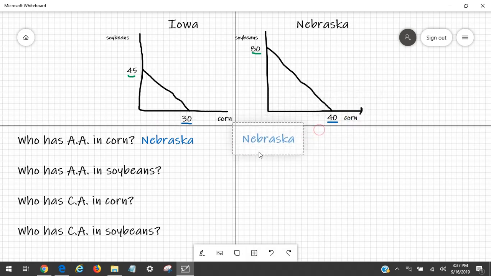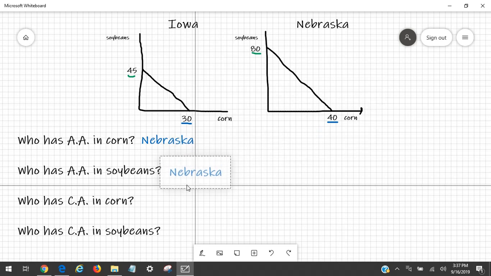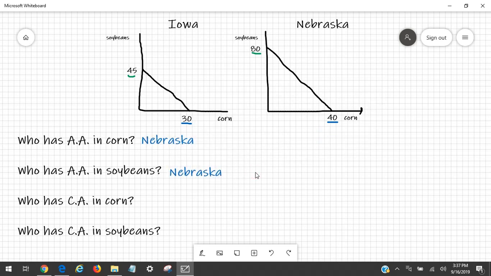This brings up an important point, which is that when we're talking about absolute advantage, remember that's the one where it's just saying who's better at making the good or who can make more of the good. You can have the absolute advantage in both goods, as in this case, Nebraska has it in both corn and soybeans. You can have it in only one of the goods, or you can have it in neither of the goods. So Iowa has the absolute advantage in neither soybeans nor corn. It's absolute advantage. It's not a relative comparison as with comparative advantage.